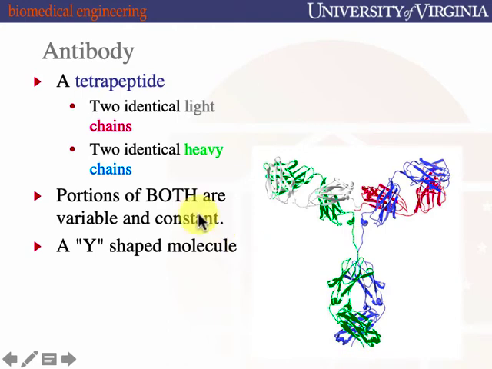Okay. So what's important is that all of these chains have portions that would be considered constant, meaning from one B cell to the next, it's the exact same sequence. It is unchanged. And both the light and the heavy chain have regions that are variable, different between one B cell and the next B cell. Okay?